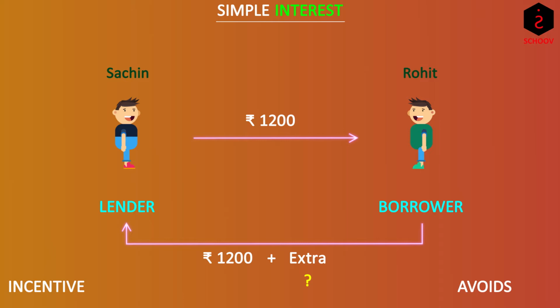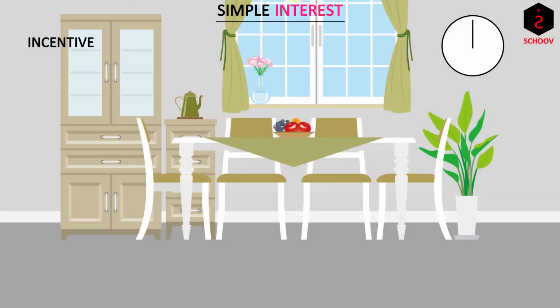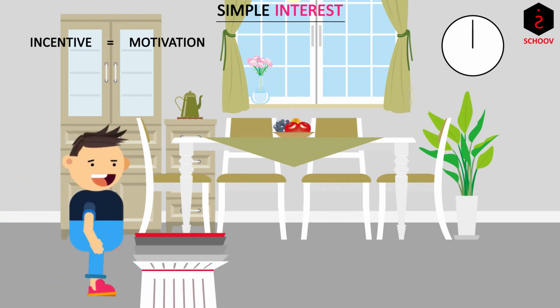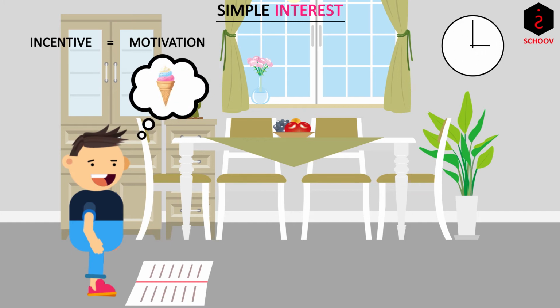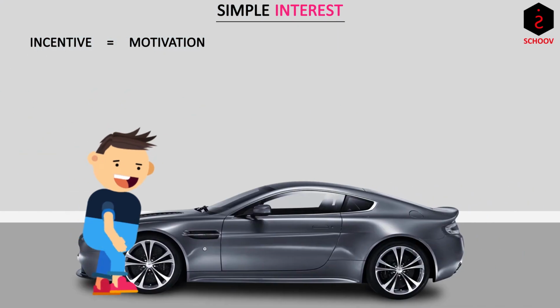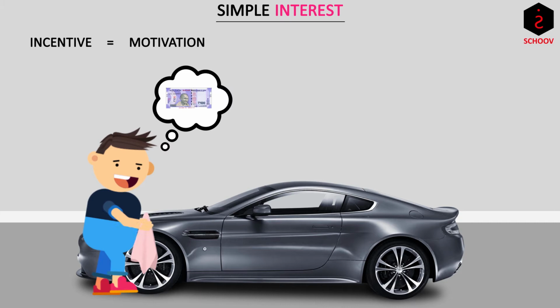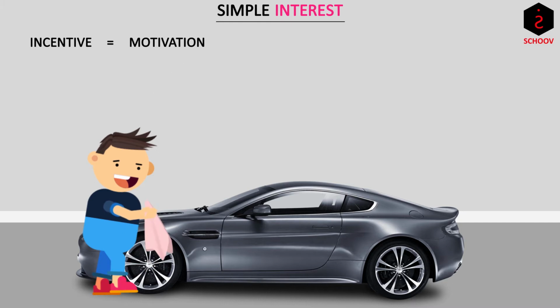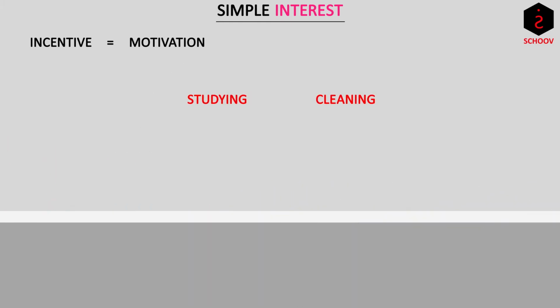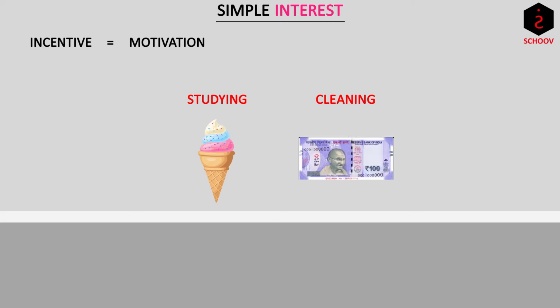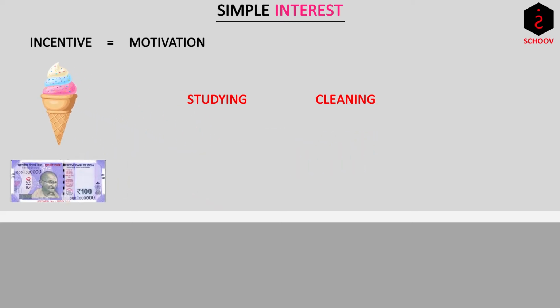And what does incentive mean? You know what it means, maybe you don't know this word. Incentive means motivation. For example, when your mom tells you to study continuously for 3 hours, only then you will get an ice cream, even though you don't want to study. Or when your dad asks you to clean his car, only then you will get 100 rupees, even when you don't want to clean. Then, why do you do those things? Because you are not interested in studying or cleaning, you are interested in ice cream and 100 bucks. Those are your incentives, your motivation, your interests.